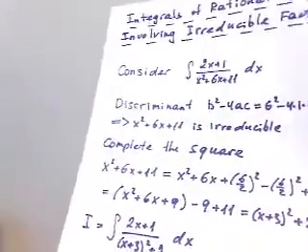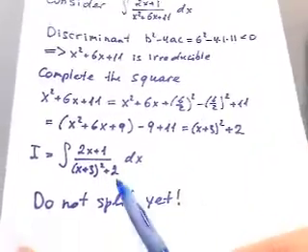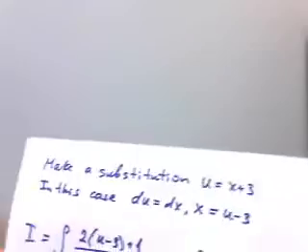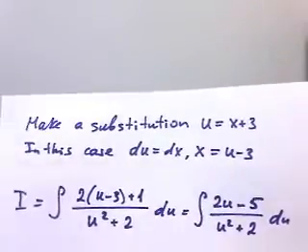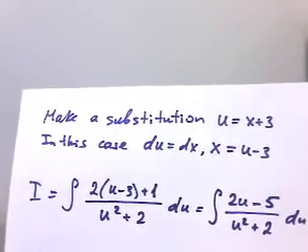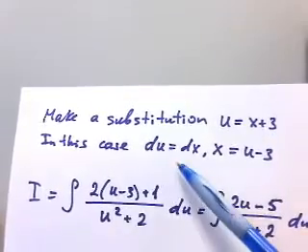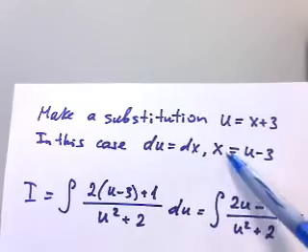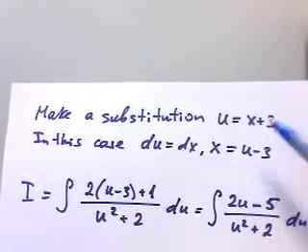The next step is we're going to make a substitution, u equal to x plus 3. So make a substitution u equals x plus 3. In this case, du equals dx, and x is equal to u minus 3. We're going to need an expression for x in terms of u.